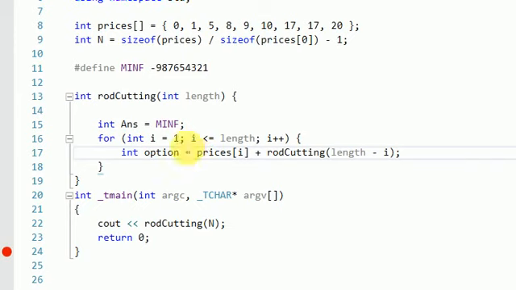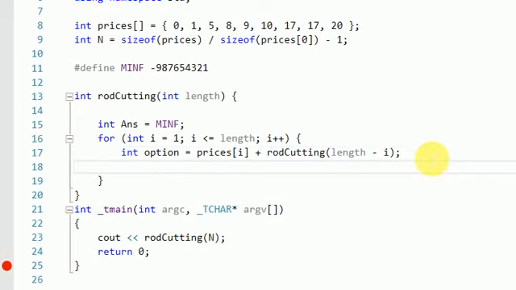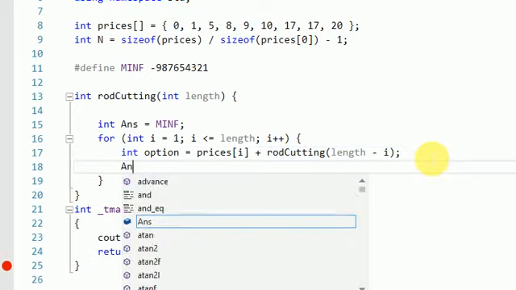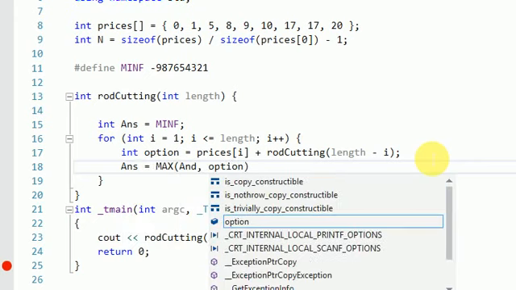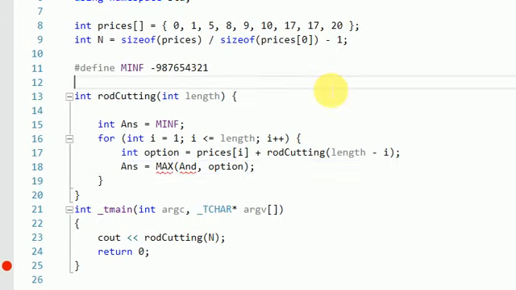So i is equal to 1, so 1 comma 7. When you sell the rod of unit length 1, you include that price, plus you ask the recursive function to return the maximum output for rod cutting of length minus i. So you will get one option. Now answer is equal to max of answer comma option. So for each state you are going to get one value, right?